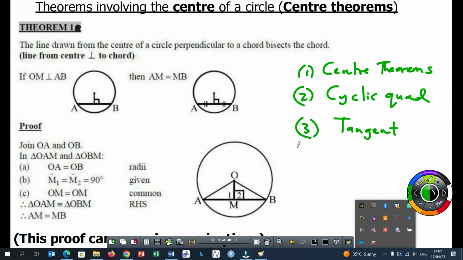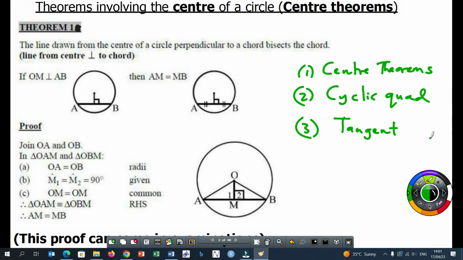So we'll start with the first theorem. Now, the first theorem is a center theorem, and it is the only theorem which doesn't involve calculation of angles. Theorem 1 involves the calculation of distances, but it doesn't involve the calculation of angles. Of course, later on you might find a question which also incorporates angles, but theorem 1 on its own doesn't involve any calculation of angles.